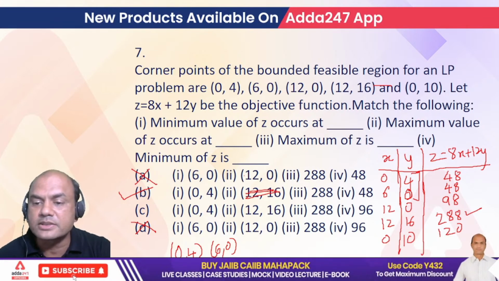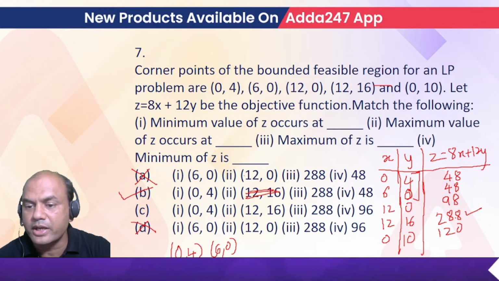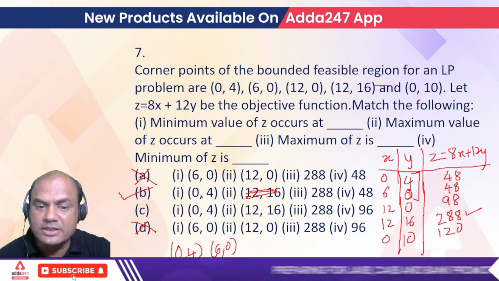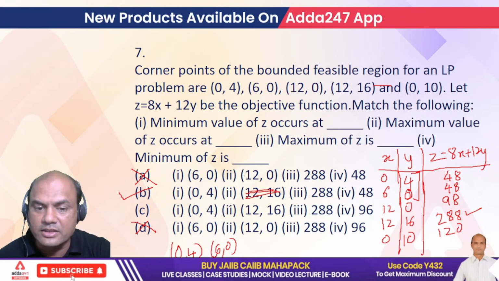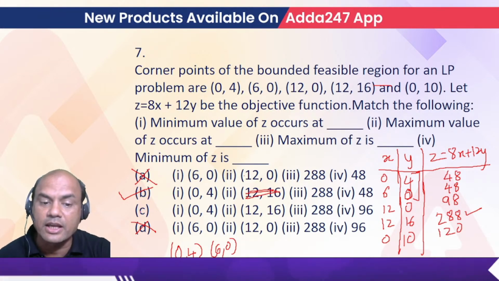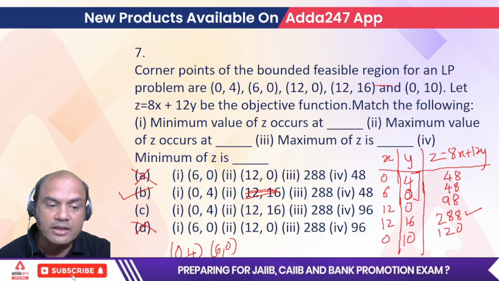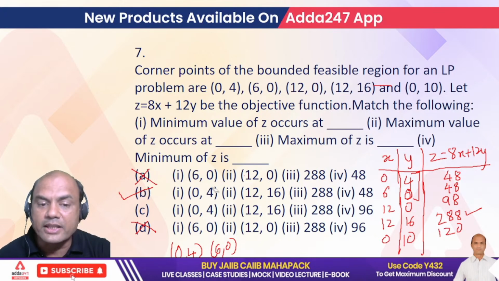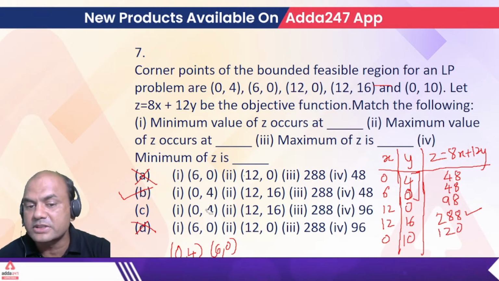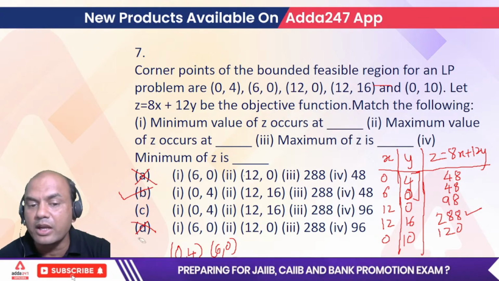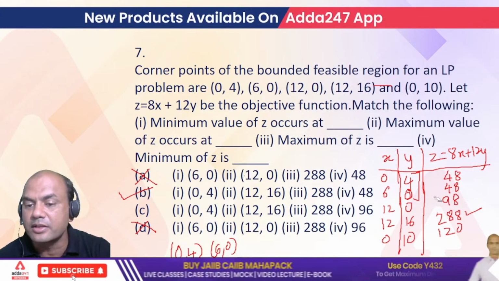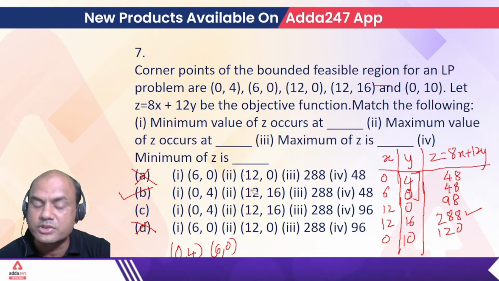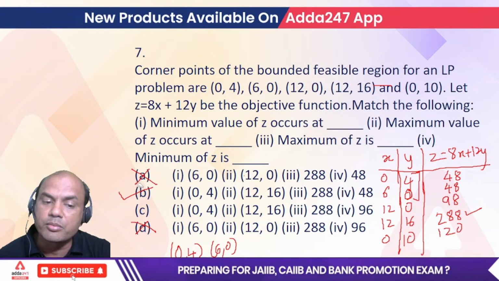Now let's check the second answer. Maximum value of z occurs at, so where is the maximum value of z? This is 288, right? So the maximum value of z occurs at 12, 16. So is this a correct one? 0, 4, 12, 16. Now B and C are correct ones. Which of them amongst B and C is the correct one? Either B or C, because the other options, A and D, don't have the second point as 12 and 16, whereas we are getting the maximum value of z at 12 and 16 only. So A and D are out, B and C are in.